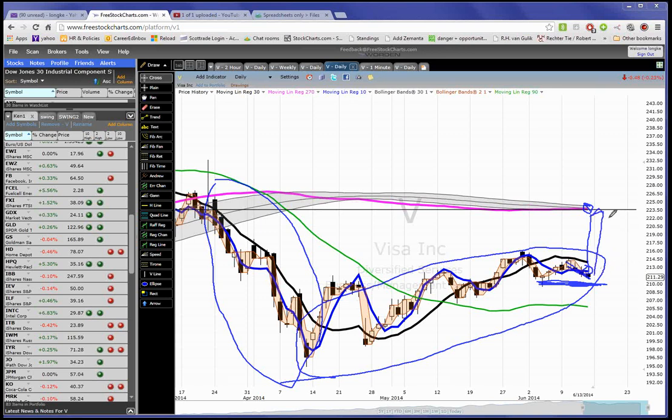We have a favorable long side trade, and if it collapses here, the next target would be down around 205 with the 90-period regression line, and then at 199, and then over here at 195, based on previous support levels. So we have Visa in a critical state. That looks pretty attractive.